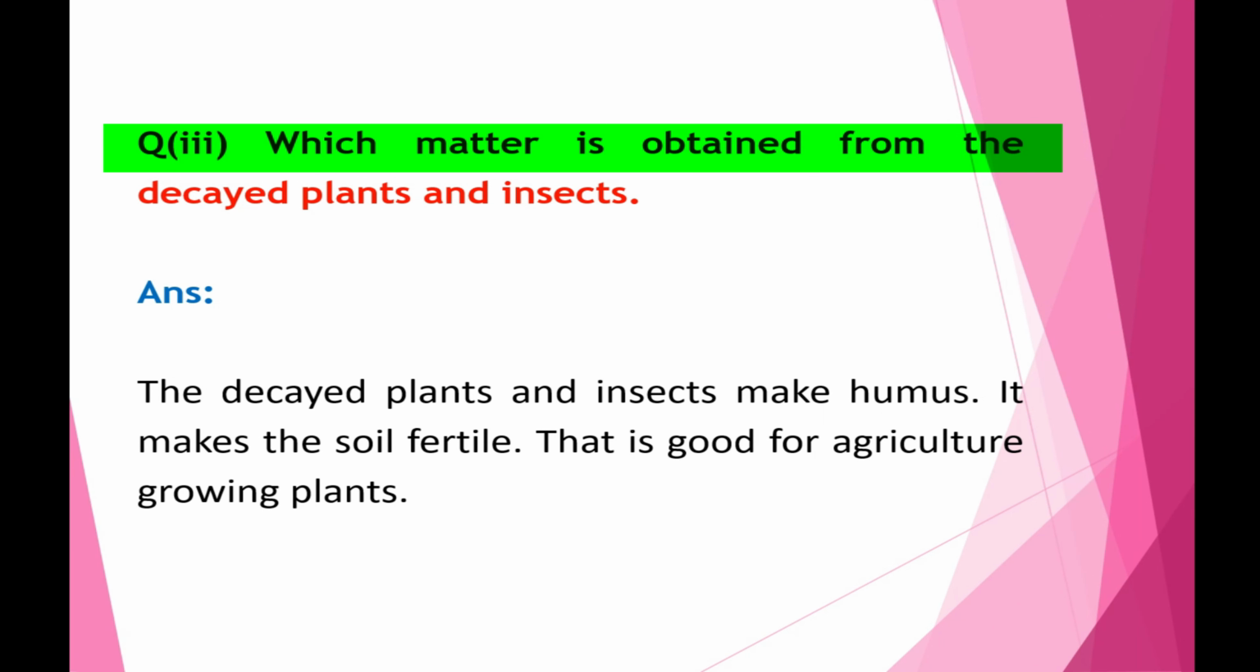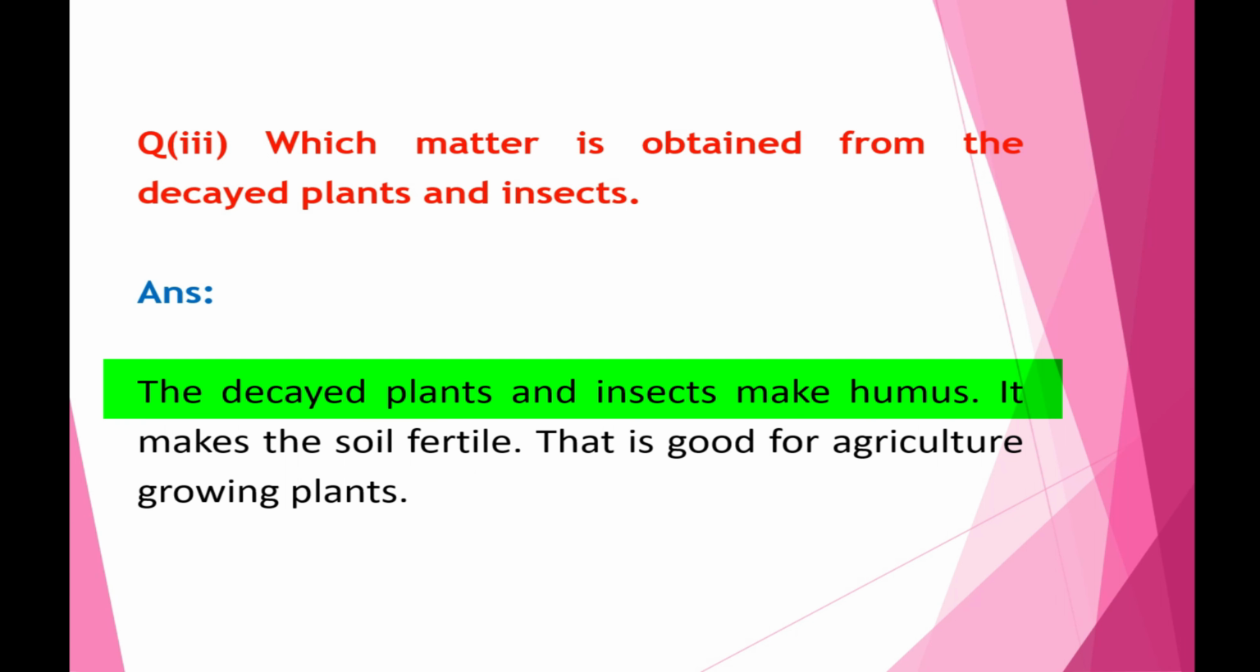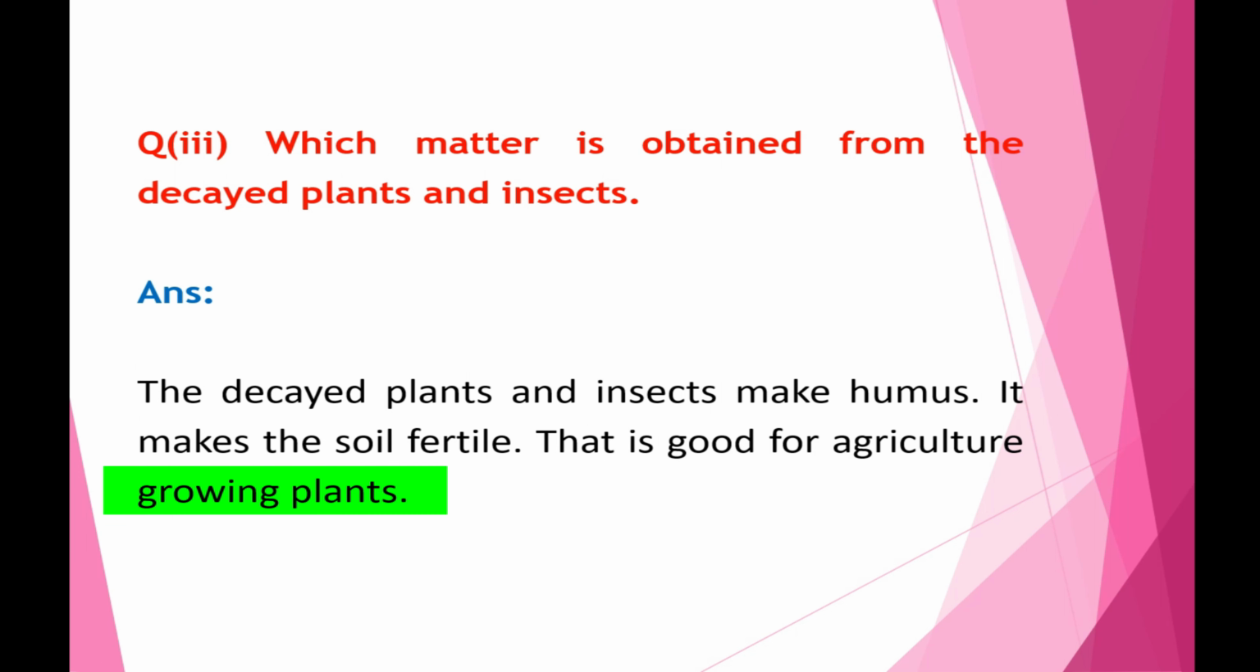Question number 3. Which matter is obtained from the decayed plants and insects? Answer. The decayed plants and insects make humus. It makes the soil fertile. That is good for agriculture and growing plants.